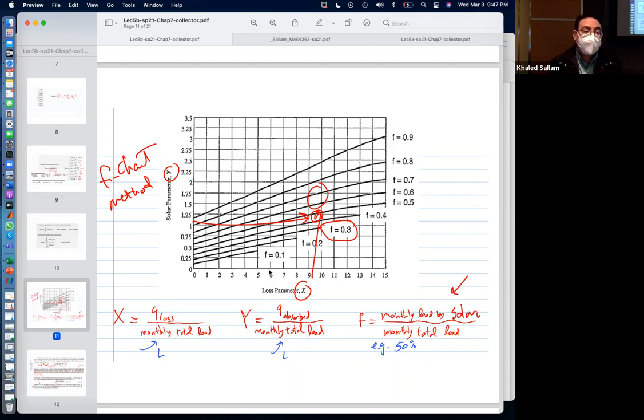Okay? So X and Y, one of them represents Q loss. The X is Q loss. So that tells you how cold the place is, because if it's really cold, the losses will be crazy. Okay?